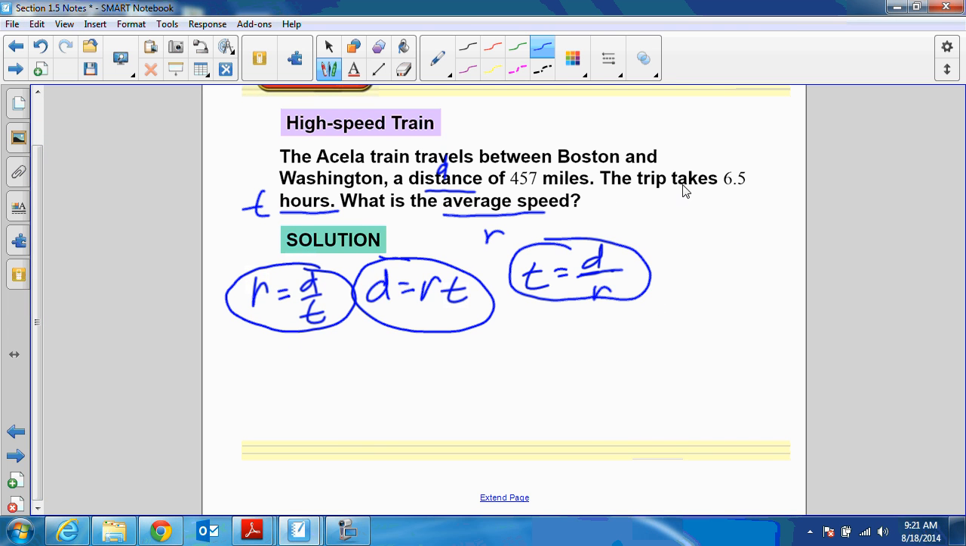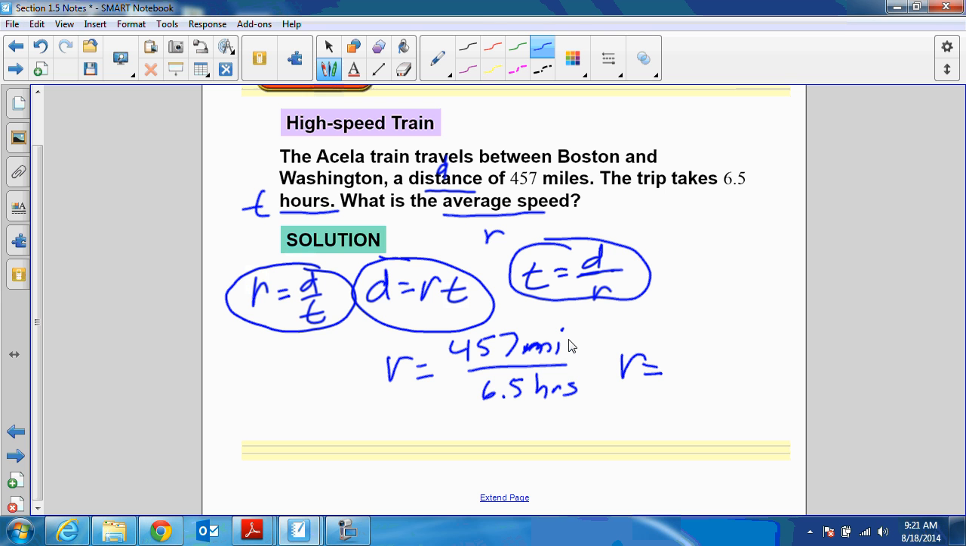Okay, so what is the average speed? Well, we want to know the rate, so it's distance divided by time. So rate equals distance, 457 miles, over hours, 6.5 hours. And then we could just solve that in our calculator, and it's going to be miles per hour, whatever our answer is, because miles and that division sign makes the per.